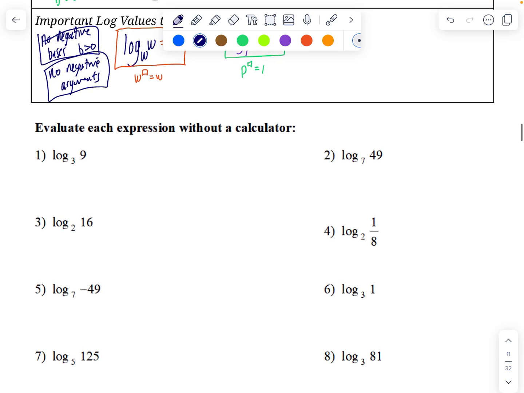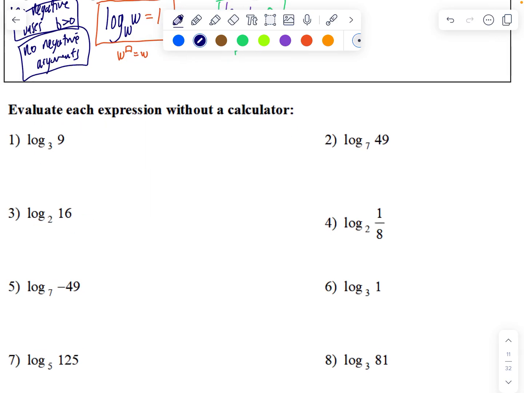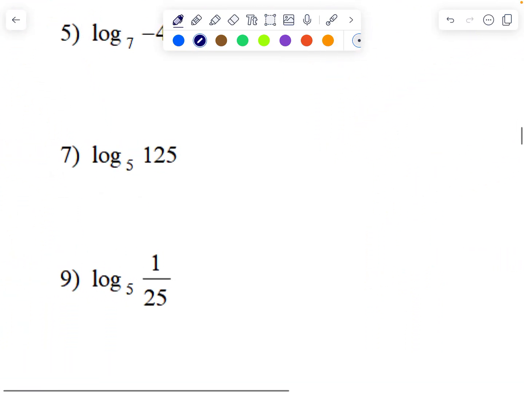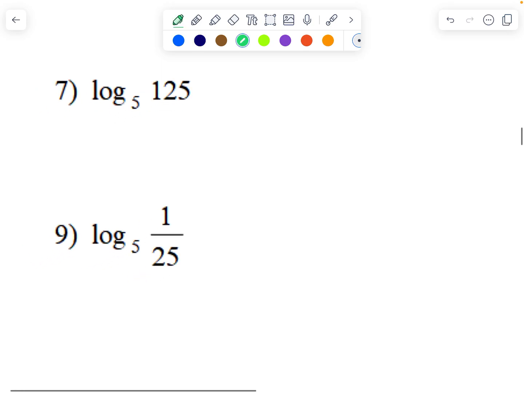So you should be able to evaluate these logs without a calculator. I'll do one of them with you. I'll do number 9 with you. Hey, what's log base 5 of 1/25th?